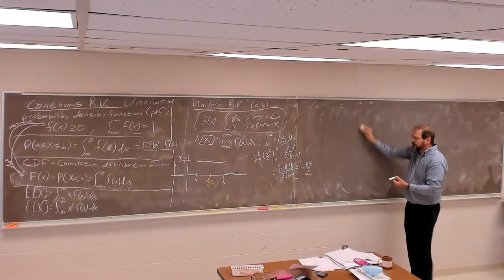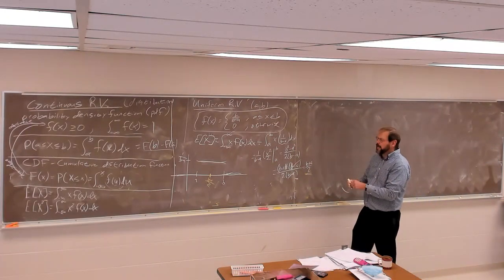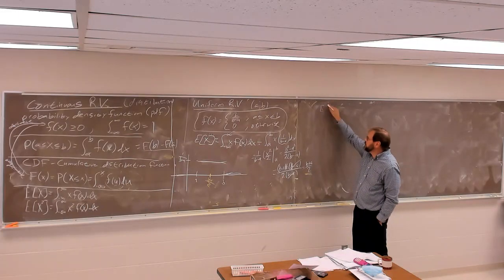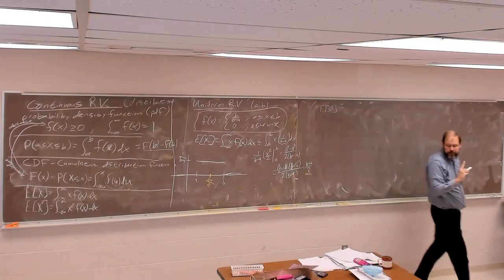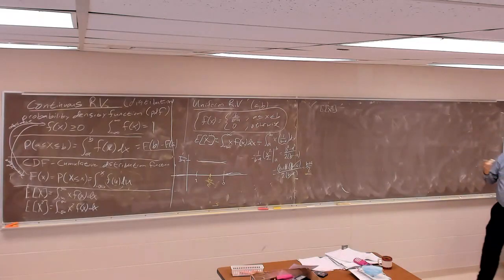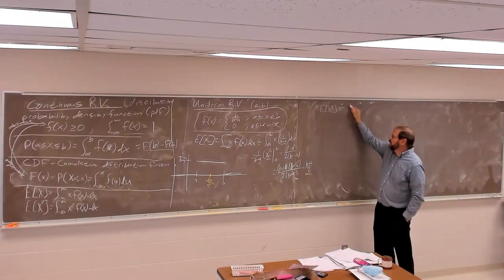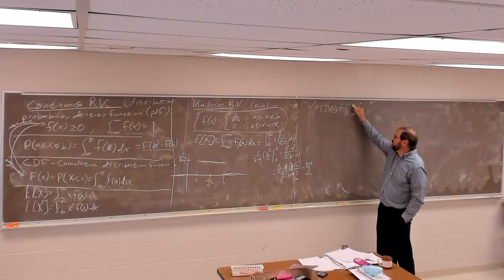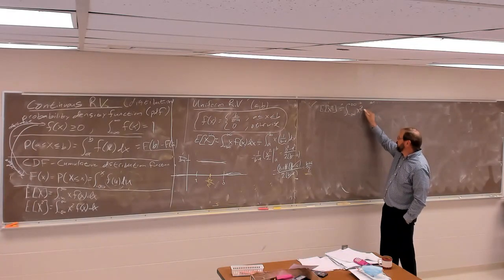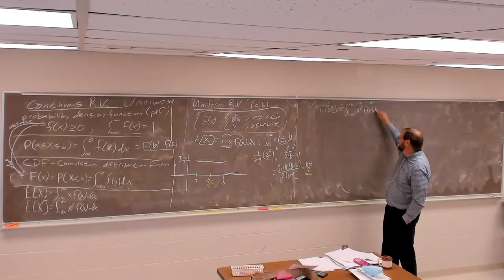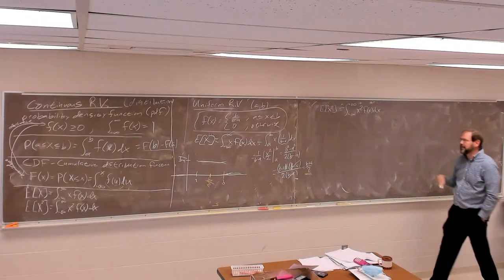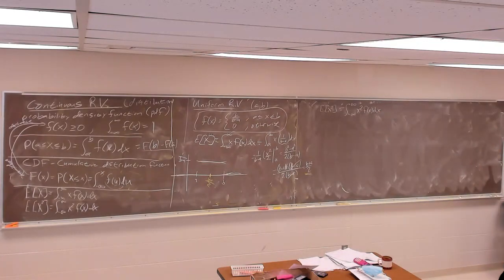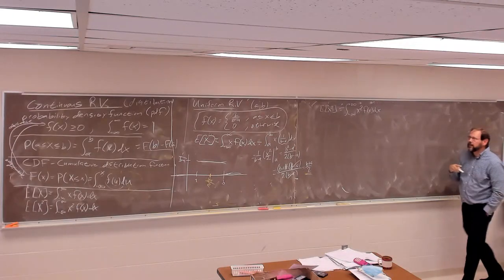Okay. What else do we need to know about this one? Let's go ahead and compute the variance, which means we need the expected value of x squared. We need the second moment. So we need the integral from negative infinity to infinity of x squared times f of x dx. Right? So we just calculate these things in exactly the same way that we calculated them before, only we have Riemann sums instead of sums.